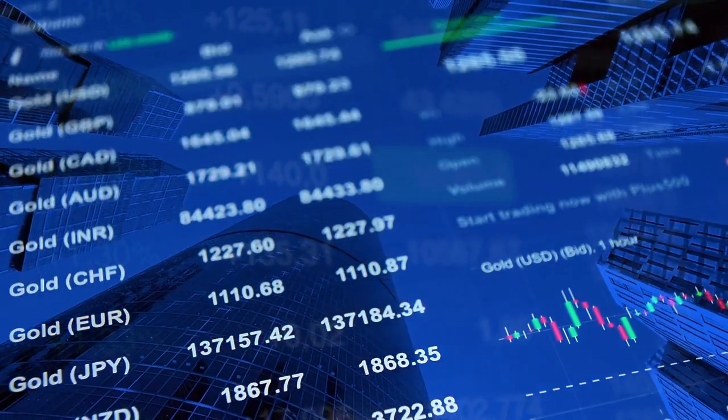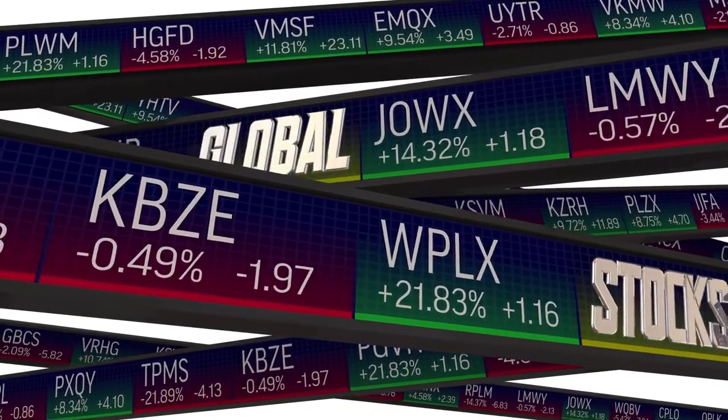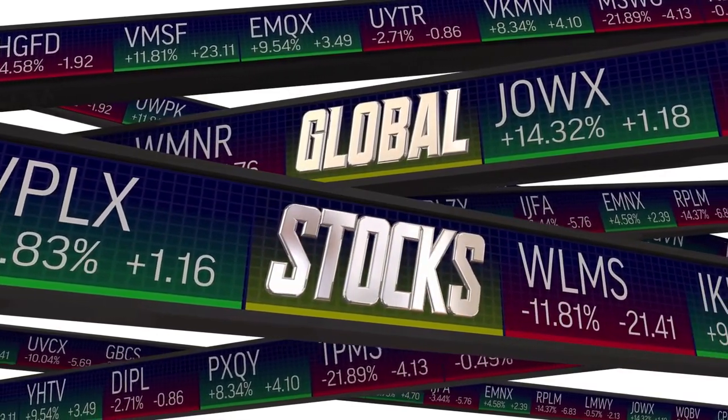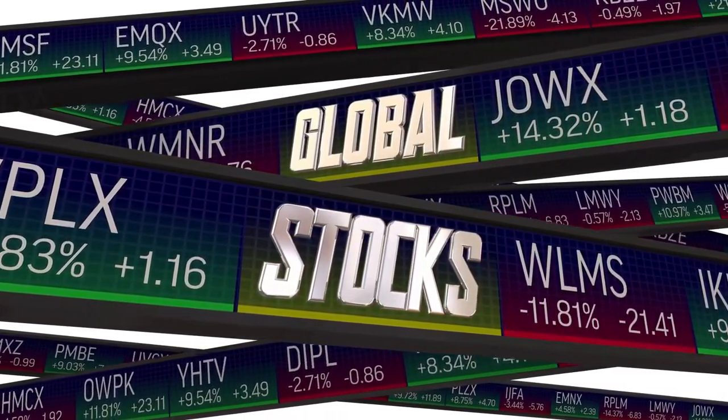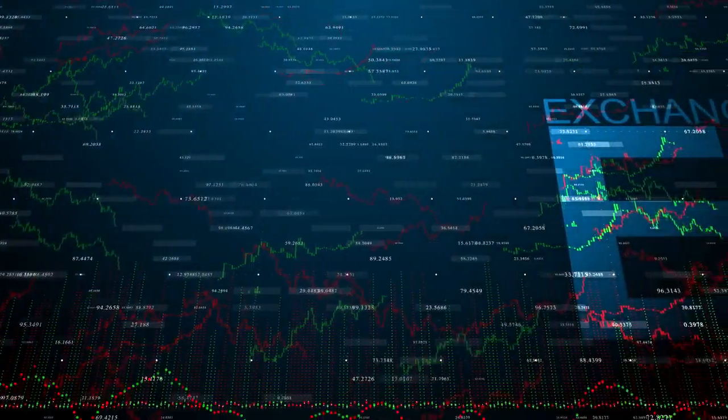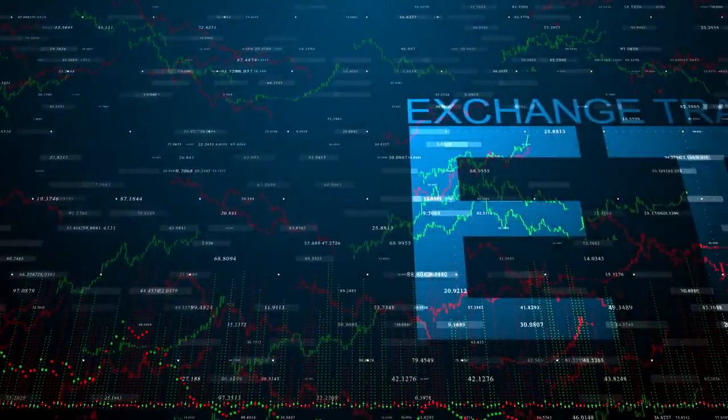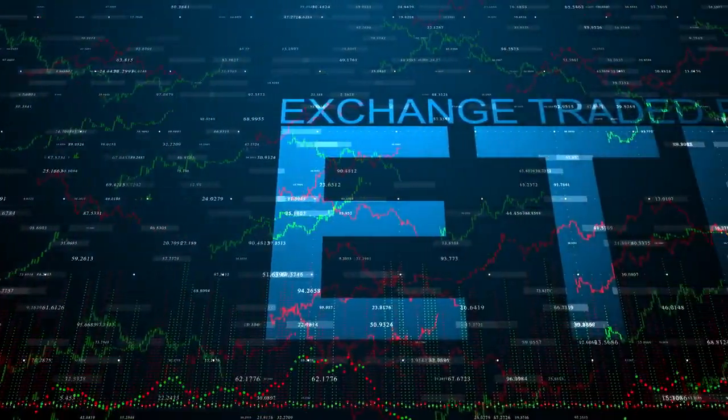Cross-hedging in different markets. Equity markets. Cross-hedging can be used in equity markets by taking positions in related stocks or indices. For example, an investor might hedge a position in a technology stock with a position in a technology ETF.